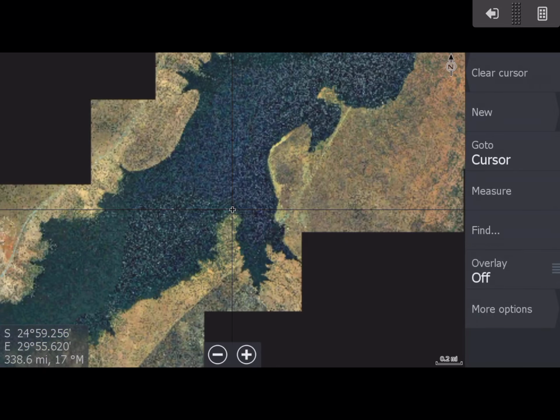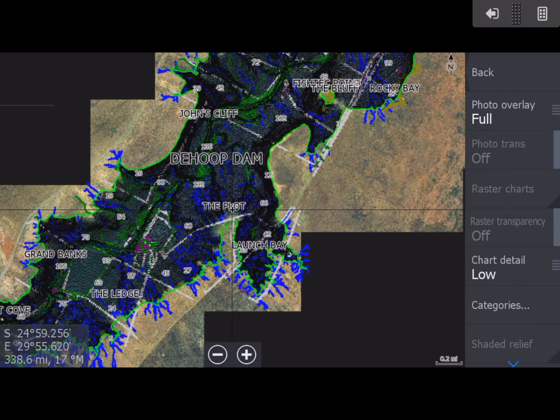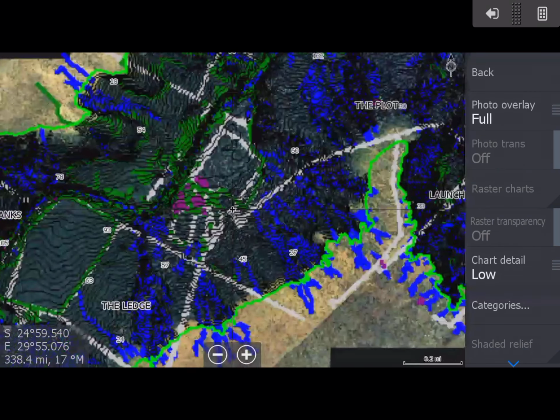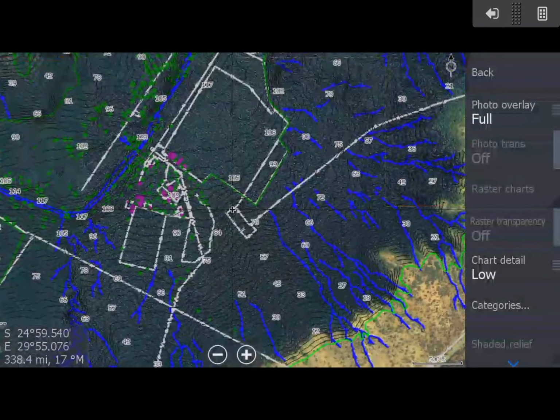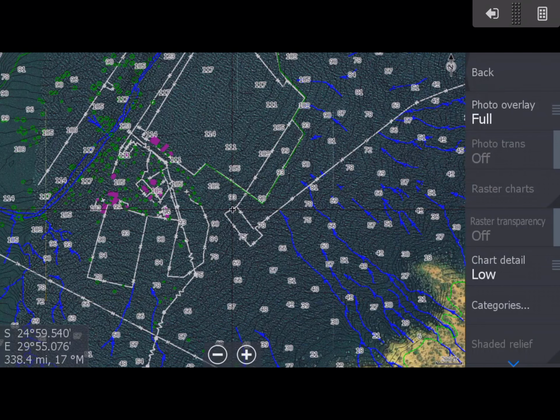I've already turned my photo overlay onto full. So if we go chart options, my photo overlay, as you can see, is already full. But I want to draw your attention to this. This is quite interesting. There's a lot of information on this chart. What's unusual with this chart is that there's a sediment chart, Department of Water Affairs sediment chart, but it was in digital format. Now, we've never had that before, and we've never incorporated that into our charts. We've always just used the imagery, but this one has a digital format.